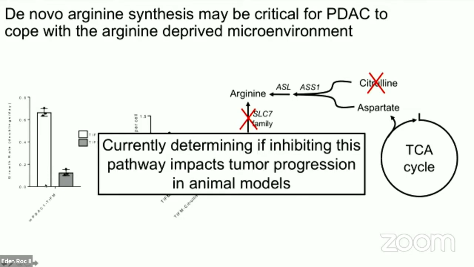And this is something we're currently following up on to see if inhibiting this pathway can impact tumor progression in animal models of pancreatic cancer. And we're quite excited that this might be something we could target with a relatively large therapeutic index, because arginine starvation is not something that's likely to be going on in other tissues in the body.